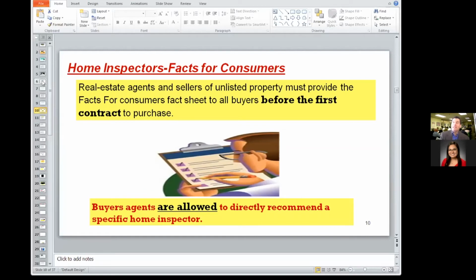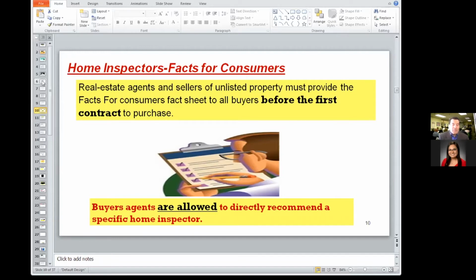Real estate agents and sellers of unlisted property must provide the fact sheet. Must. That's like a bad word. Oh, I really have to do this, right? Yeah, you must provide the fact sheet for consumers to all buyers before the first contract to purchase, which you guys know in many parts of Massachusetts is called the offer to purchase. Okay, so before the offer to purchase, you must give the home inspector fact sheet for consumers. It's 5 pages.